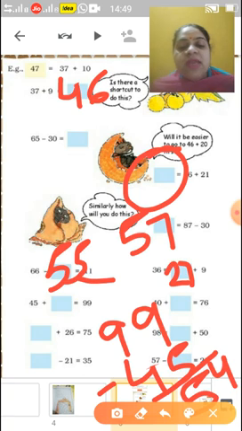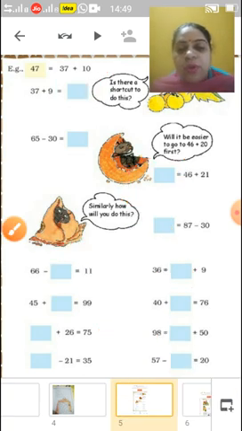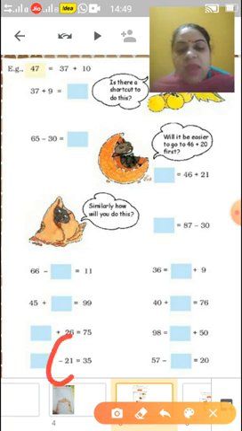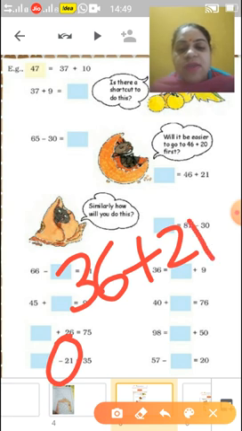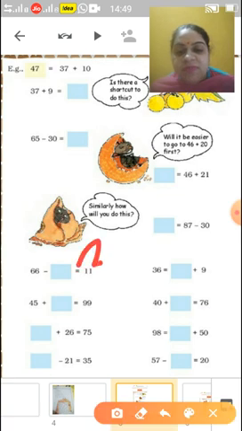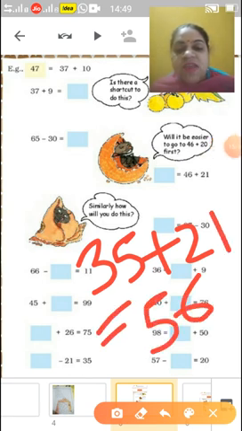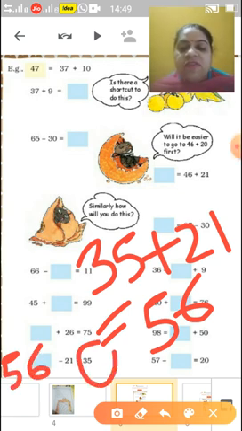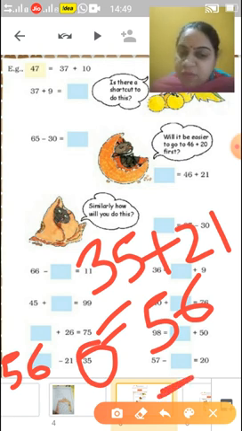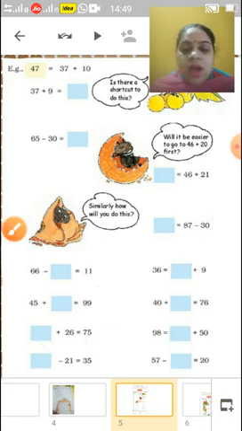How you will calculate? In this you will do, what you will do? It is minus. When you bring this here, so your answer is 35 plus 21. Yes, your answer is 56. So, when you do 56 minus 21, your answer is 35. Okay children, same you will do here. Understood? Now, come to next.